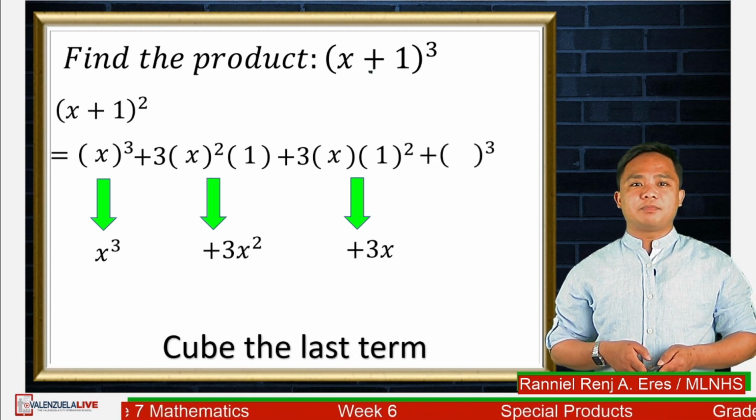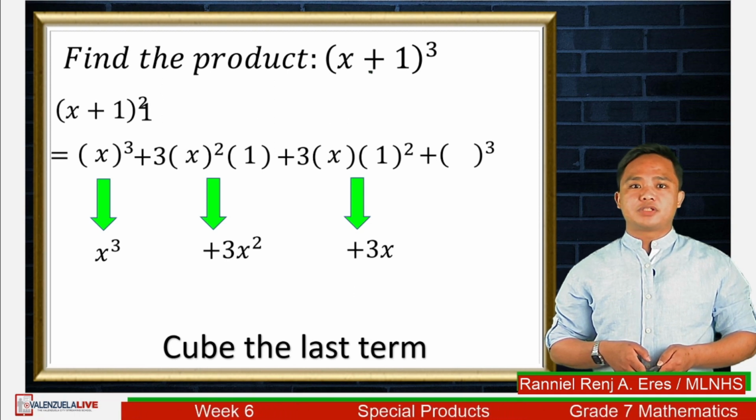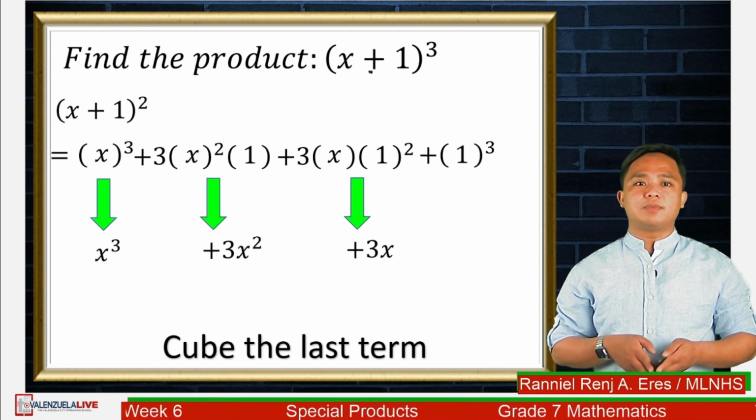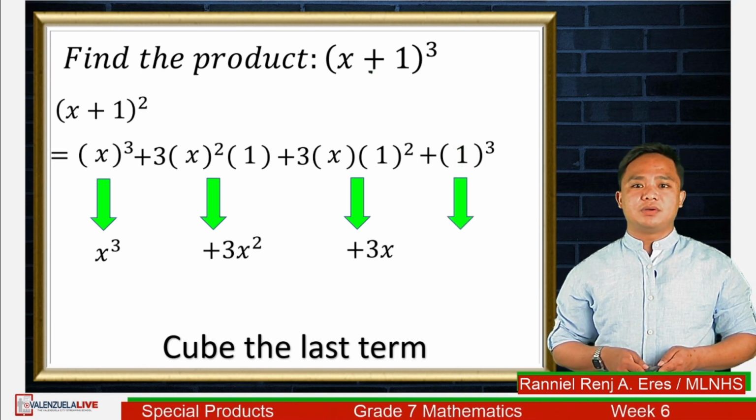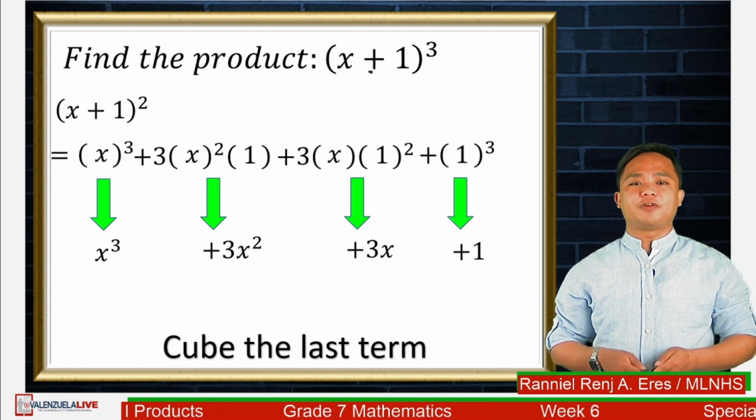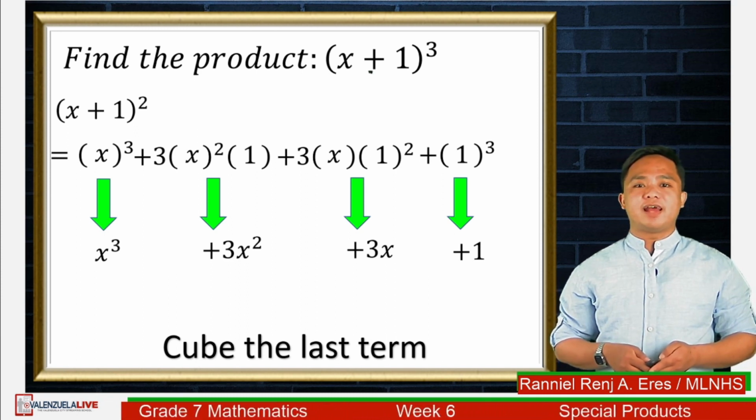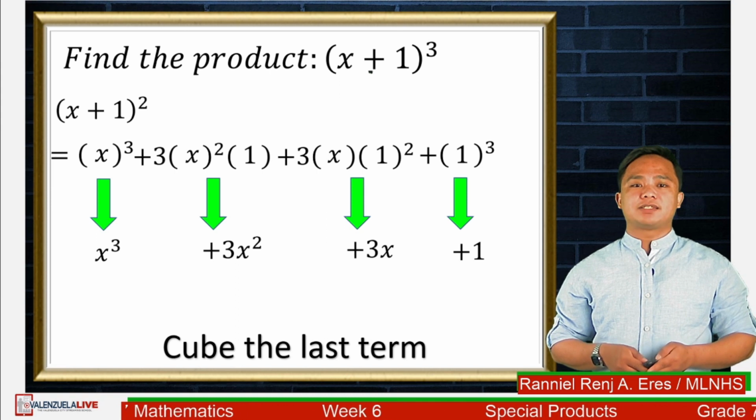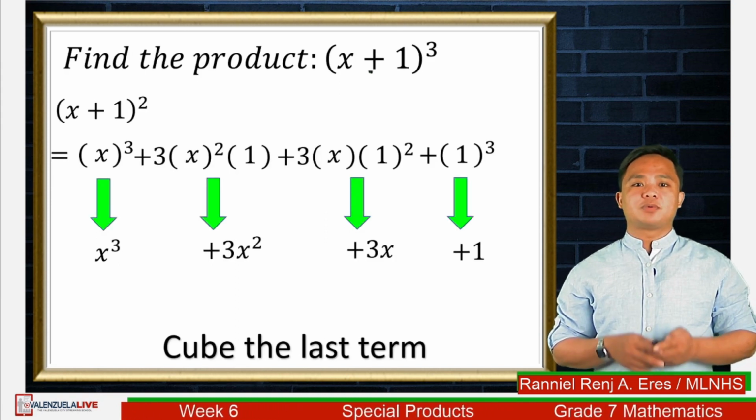For our last step, we will cube the last term. So we have 1 times 1 times 1, or simply 1 cubed, and the answer here is 1. Therefore, if we simplify the quantity of x plus 1 cubed, the final answer is x cubed plus 3x squared plus 3x plus 1.